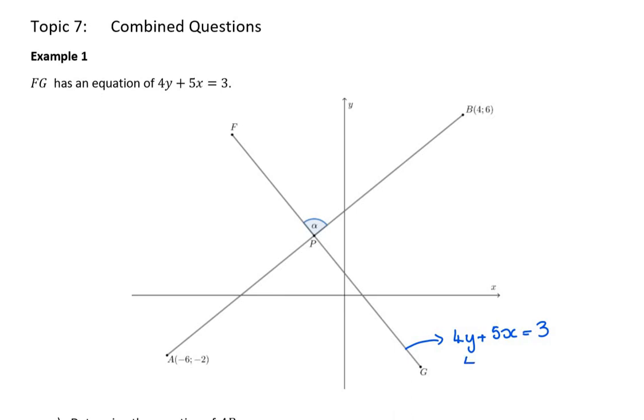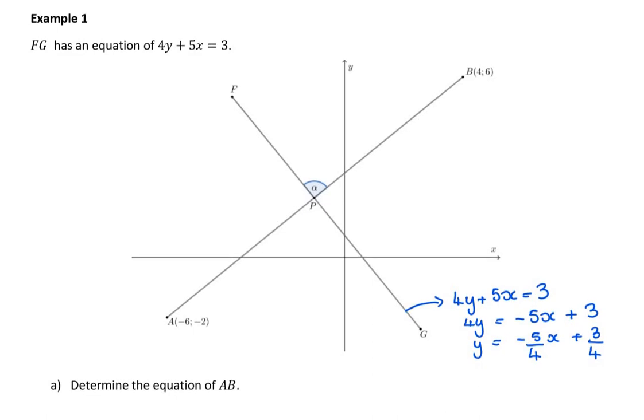By standard form, I mean I should have y all by itself. So I'm going to subtract 5x on both sides, and then I'm going to divide by 4. Don't forget that when you divide by 4, you divide everything by 4. So both those numbers on the right hand side get divided by 4. Great, let's look at a question.